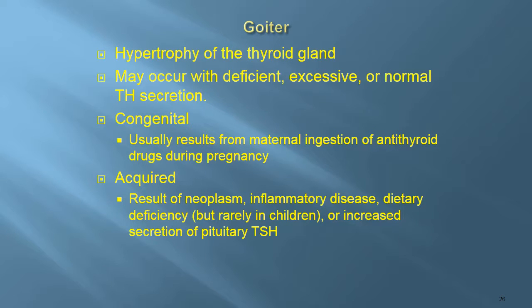Goiter is a hypertrophy of the thyroid gland. It may occur with deficient, excessive, or normal thyroid hormone secretion. If it's congenital, it usually results from maternal ingestion of antithyroid drugs during pregnancy. If it's acquired, it results from a neoplasm, inflammatory disease, dietary deficiency, but that's rare in children, or an increased secretion of pituitary thyroid stimulating hormone, or TSH.